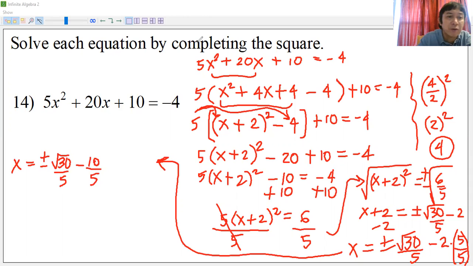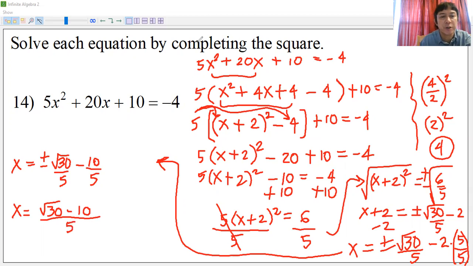Okay? And so we can rewrite this like plus square root of 30 over 5 minus 10 over 5. Okay? And so this is just the same denominator 5. Therefore, we can write this like square root of 30 minus 10 over 5.